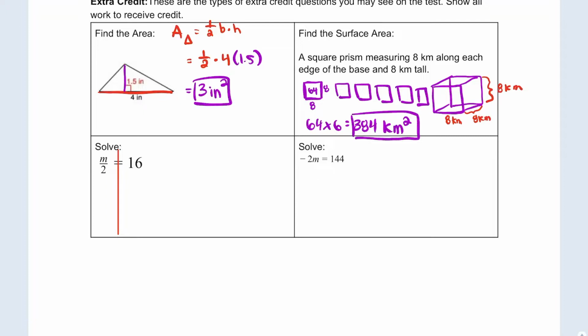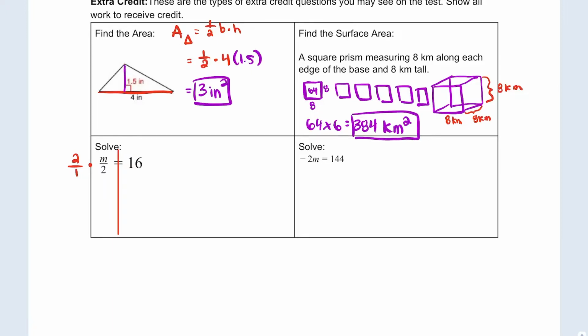The reason why I read this is because in order to isolate the variable, we have to undo the things that are happening to it. So what's happening to my variable? Well, I am dividing it by 2. In order to undo dividing by 2, I need to do the opposite of that. So I'm going to be multiplying by 2 over 1.